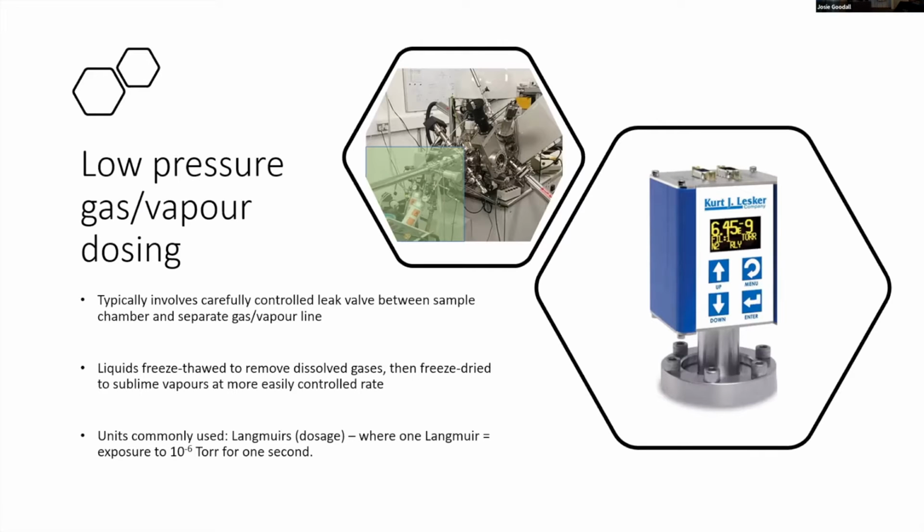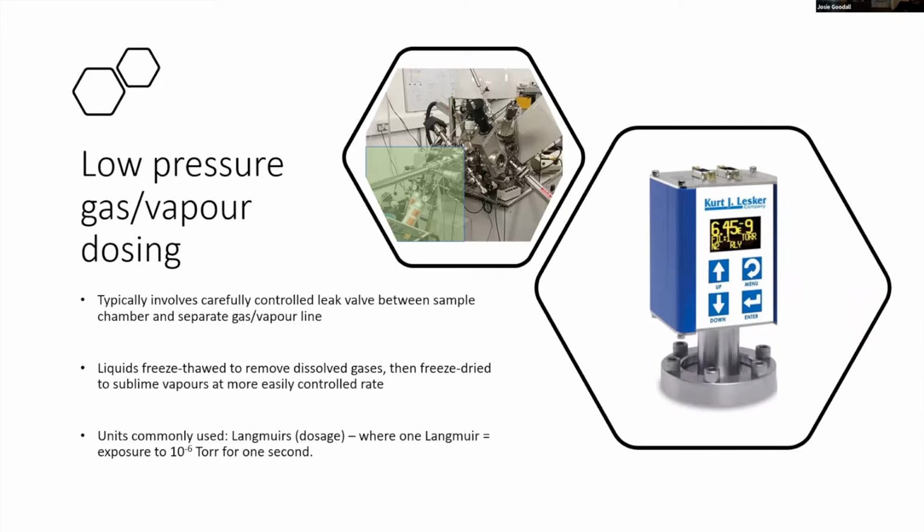This typically involves a dedicated gas manifold in which you can charge with gas or vapour, if you freeze-thaw and use sublimed vapours, and then a leak valve that allows you to manually control low pressure dosing into an analysis chamber.